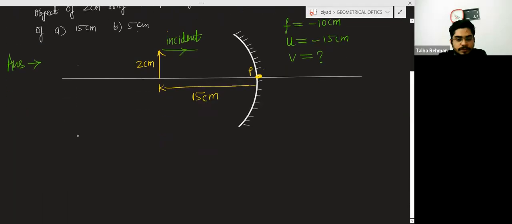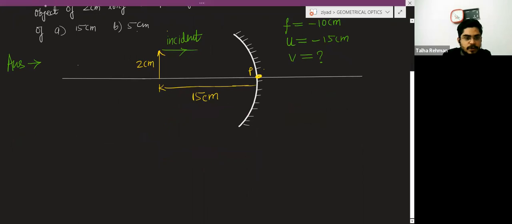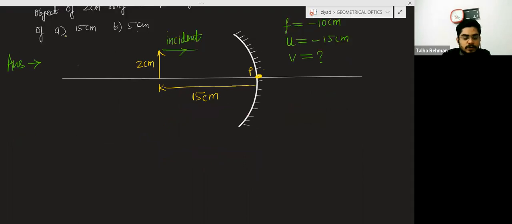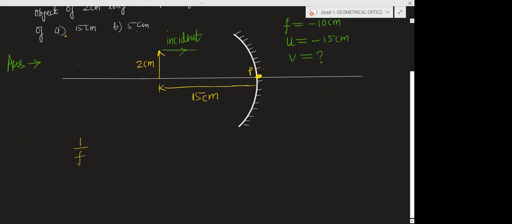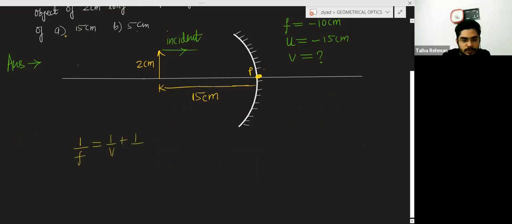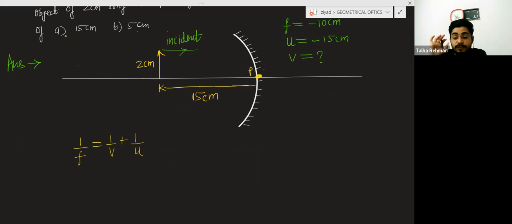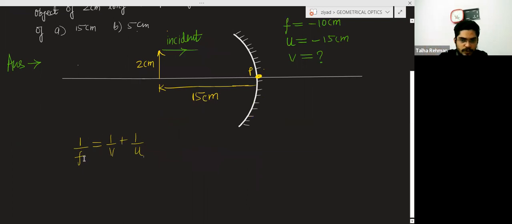We know the mirror formula, 1 upon f is equal to 1 upon v plus 1 upon u. We have all the values. With sign we will put all the values, but for the unknown we will not take any sign. Here v is the unknown, we will not take any sign.